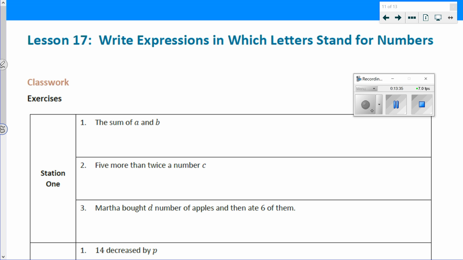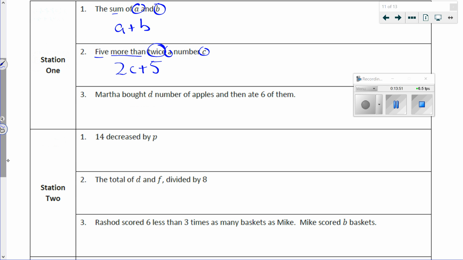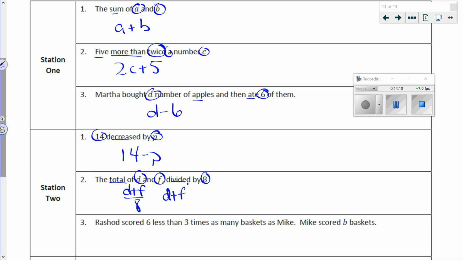Go. Okay, the sum of A and B should be pretty straightforward. We're just adding. 5 more than, quick flipping phrase, a number C, meaning I do twice C and then add the 5. Next one, Martha bought D number of apples and then ate 6. So I'm just taking 6 away from that number. 14 decreased by P. That one's just straight up, no flipping phrases. Total D and F, that's telling me to add. And then I'm going to divide it by 8. So if I use the division bar, it's very simple. If I want to use the division symbol, I just have to add the parentheses.